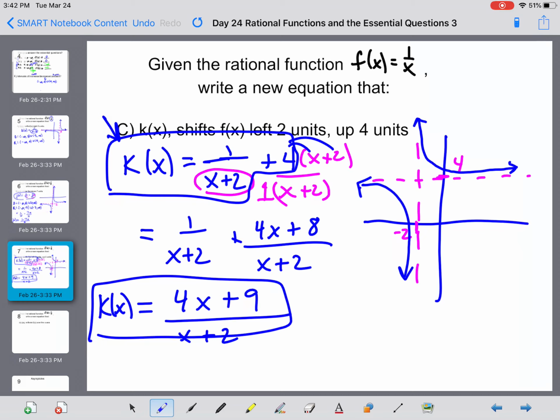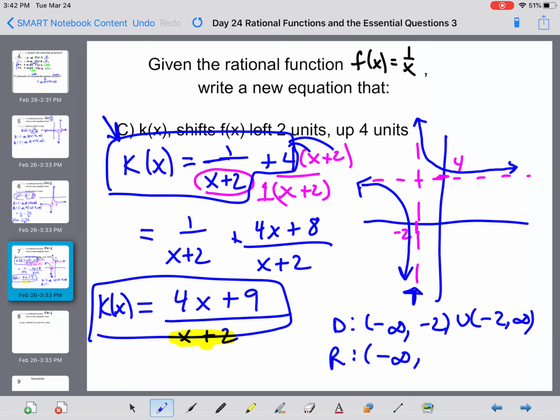Notice with the rewritten equation here, x plus 2, that -2 still causes a problem in the denominator, meaning we're going to be dividing by 0. And then notice we have this right here with that vertical line. So let's look at domain and range. So my domain would be everything but that -2, because that's what makes 0 in the denominator. And my range is going to be everything but +4. So think about it, that graph got shifted up 4 units, so 4 is now the problem.